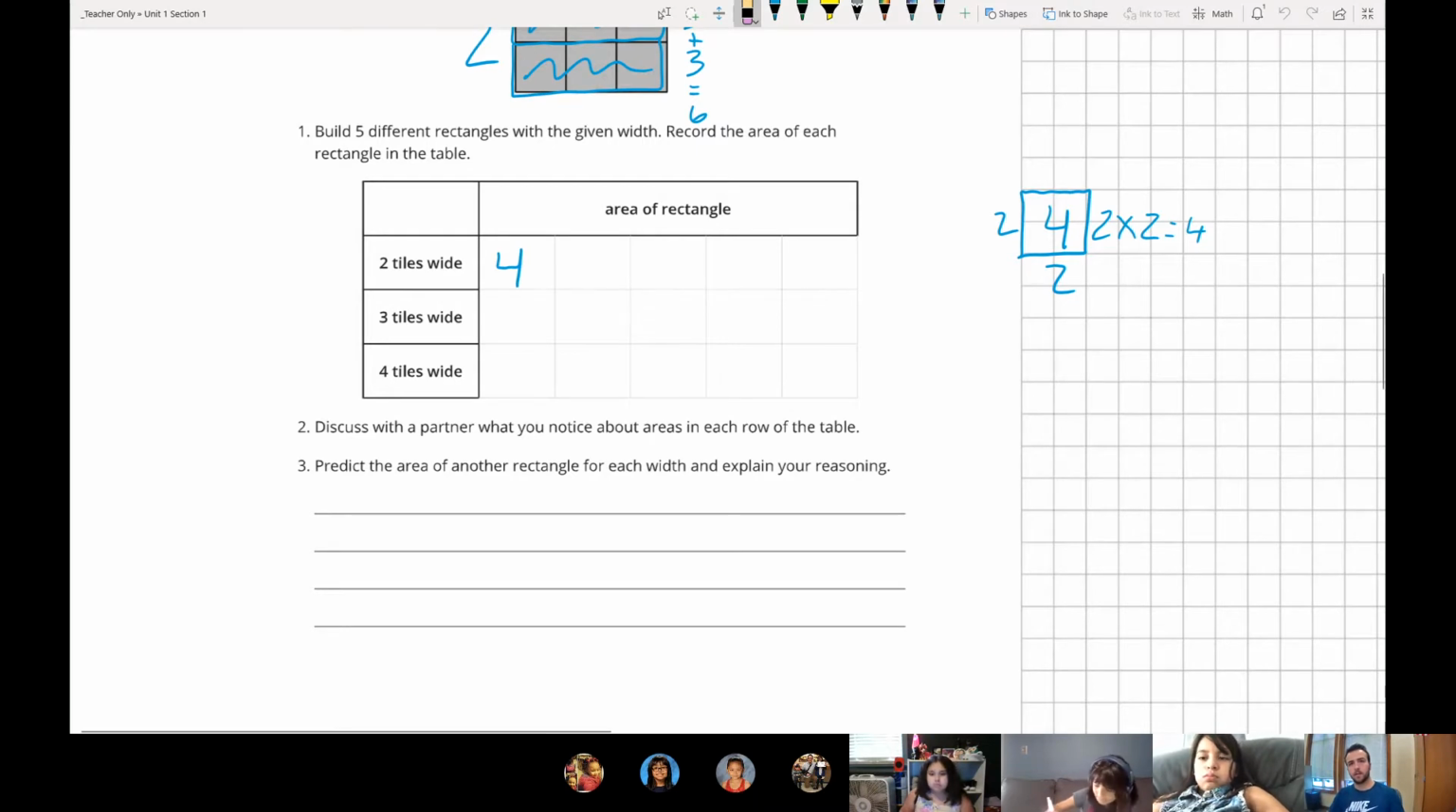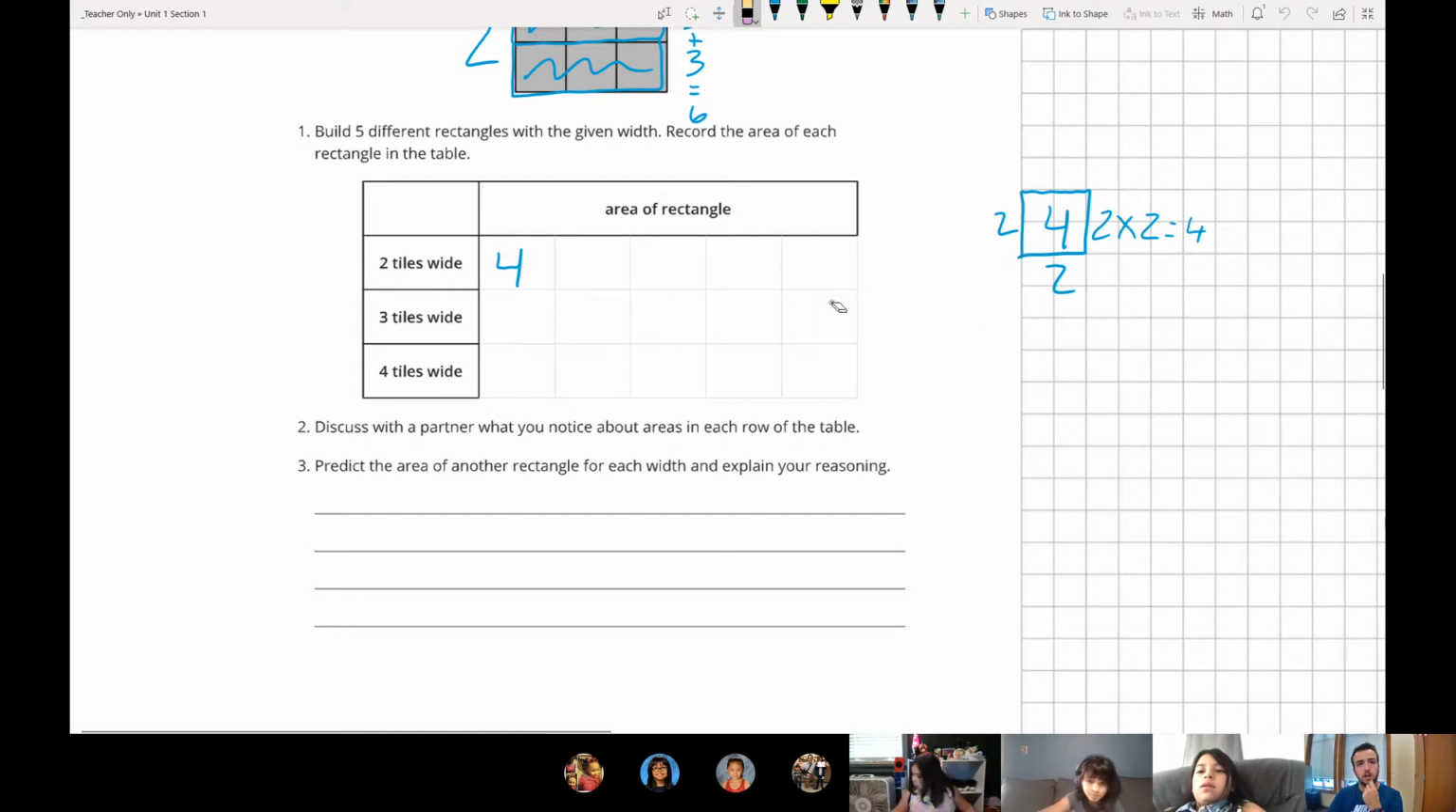Katie? You're on mute. Do you need a packet? Because I don't have one. You don't need one, but I want you to, on a separate sheet of paper, then start drawing these rectangles for me.